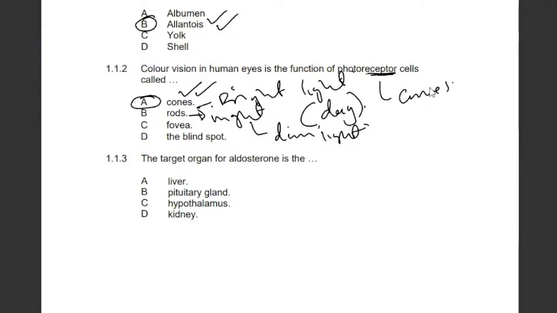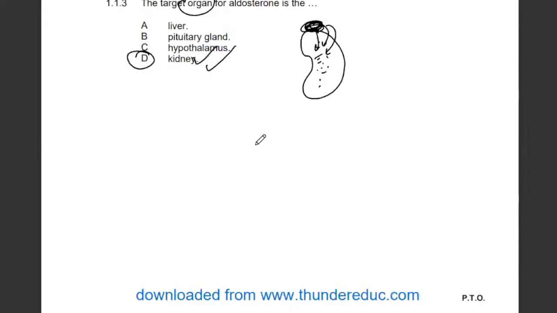Okay, the target organ of aldosterone. Where is aldosterone working? Don't forget that aldosterone is produced by the top part of the kidney, which is the adrenal gland. So once it's produced, it travels through the blood and then enters the kidney, basically in the nephron. But because they didn't talk about the nephron here, and they're talking about the organ, because the nephron is not an organ. The nephron is a part of the kidney, which is the organ. Therefore, the answer becomes D. So here you get 2 marks in that case.